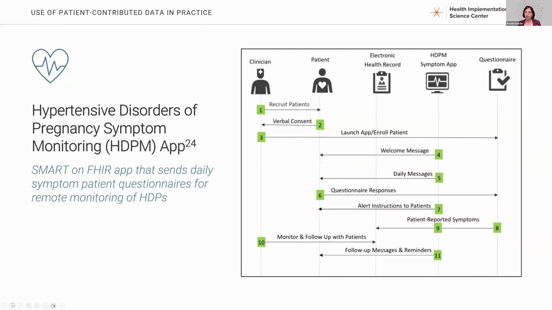Next slide. So I'm going to transition and now talk about the HDP app, the Hypertensive Disorders of Pregnancy Symptom Monitoring app. Despite the high risk of hypertensive disorders of pregnancy, postpartum monitoring is often inadequate. In addition, many of the solutions that we saw out there were only recording blood pressure readings from moms remotely, but that misses some crucial information.